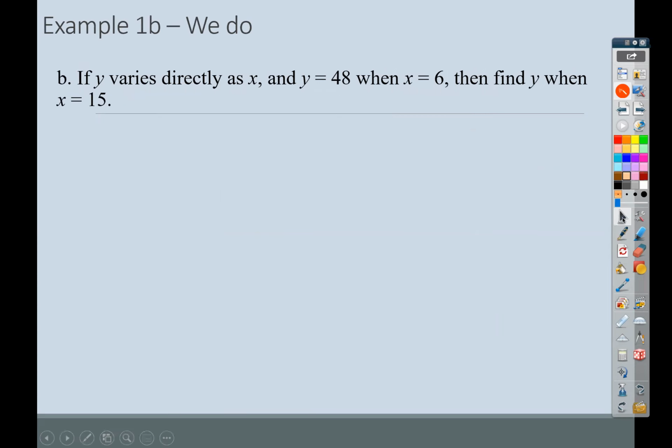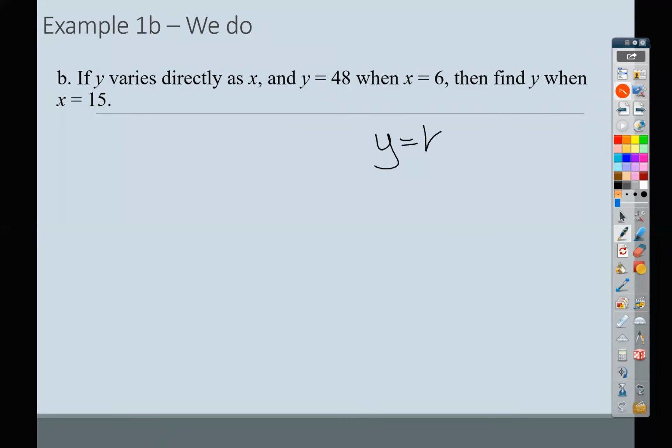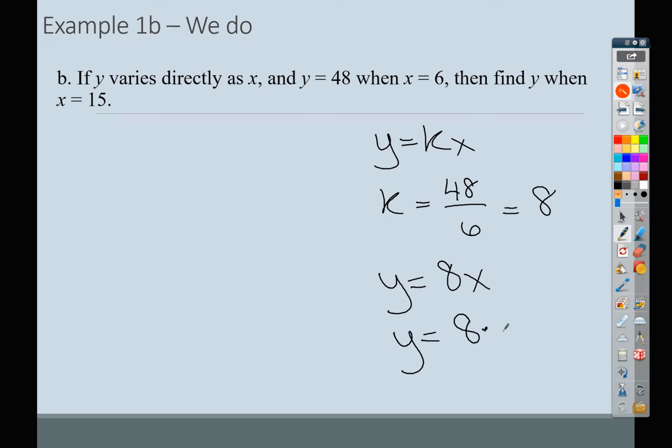1b: if y varies directly as x, and y equals 48 when x equals 6, find y when x equals 15. I like to write this down as I'm going. If you know that y equals kx, then k equals 48 over 6, which is 8, so I can write this. Then it says find y when x equals 15. So I plug 15 in for x, and I solve that, and I get 120.